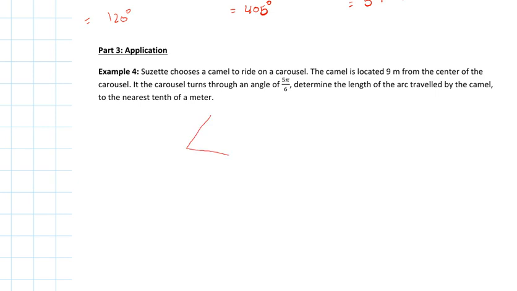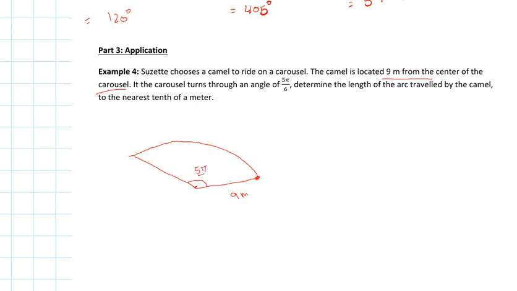What we know here is that the radius is equal to, so the camel is located 9 meters from the center of the carousel. So this is, let's say, this is where the camel is, and this is 9 meters. Okay, this is the center, and then the carousel turns an angle of 5 pi over 6. I should actually draw this a little bit better. Should be a little bit wider. Let's do that. So this is where the camel started, so it's 9 meters from the center, and then this is the angle here, which is 5 pi over 6, and then we're looking for the arc.